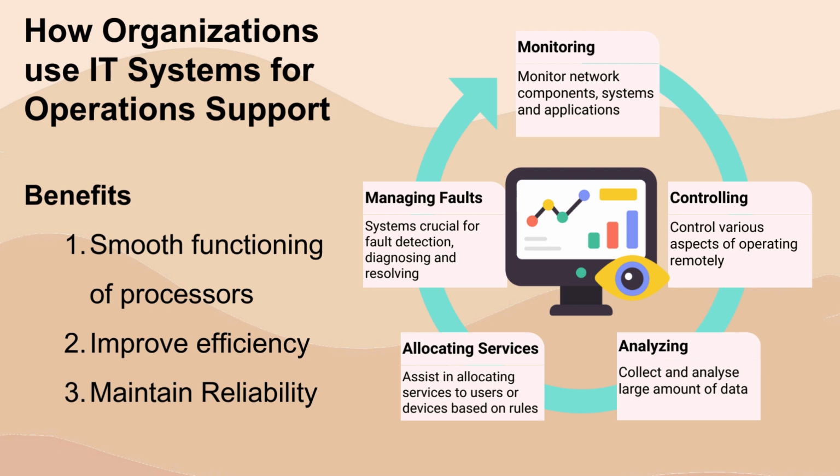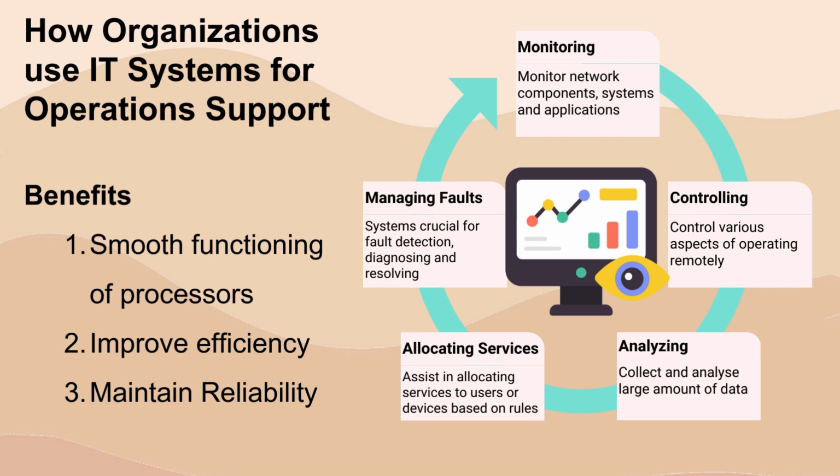And then number two is controlling. IT systems enable organizations to control various aspects of their operations remotely. This includes configuring network components, adjusting settings, and managing devices from a centralized interface. For example, remote server management tools allow administrators to control services, virtual machines, and network devices without needing to be physically present or to travel to remote, let's say, factories or departments or anything such.